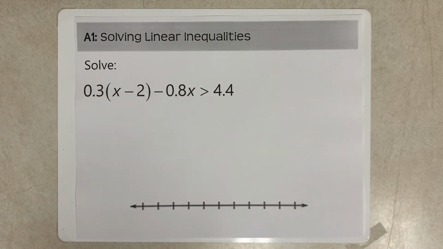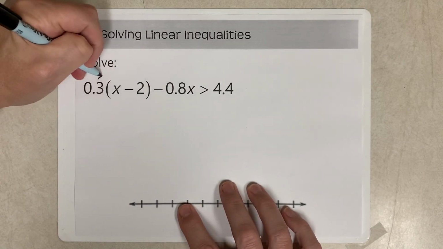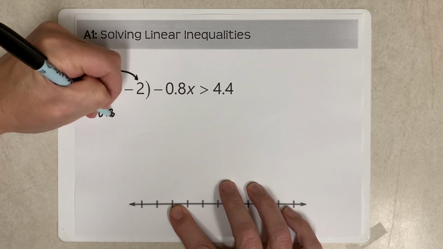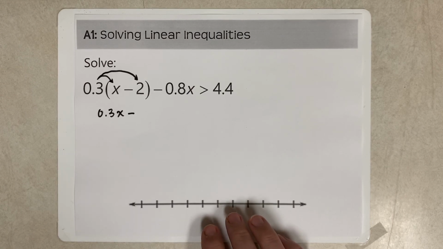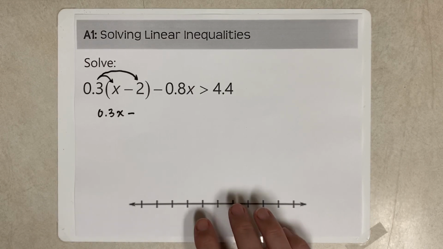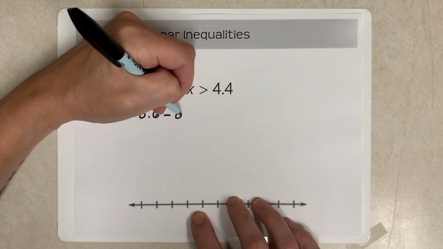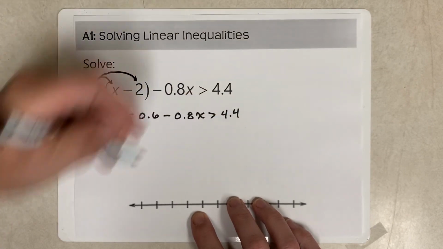Okay, now, it is possible to get some problems with decimals on there. And if you get ones with decimals, generally, if the problem has decimals in it, they're going to want you to keep your answers in decimals. So let's just see what happens. We need to distribute. So 0.3x minus, and then 0.3 times 2 should be 0.6. So 0.3 times 2 is 0.6 minus 0.8x, because I didn't do anything with that, greater than 4.4.